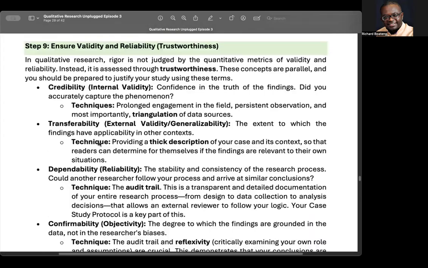Great question. Qualitative research isn't judged by the same quantitative metrics of validity and reliability, but it has its own parallel concepts focused on establishing the trustworthiness of the findings. The guide outlines 4 key criteria based on the work of Lincoln and Guba.